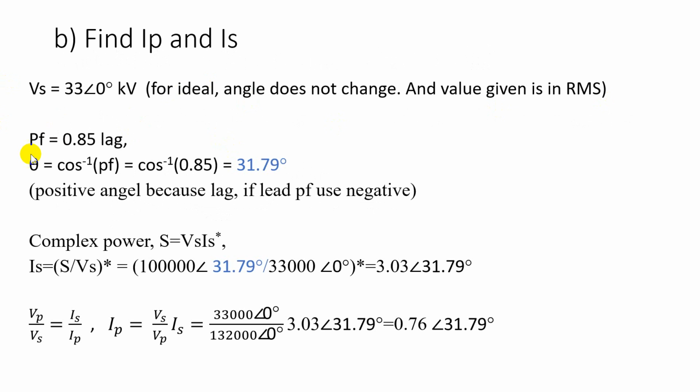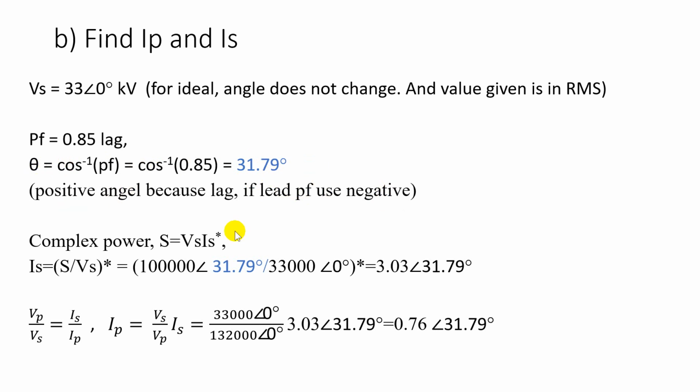Next, you look at the power factor, which is 0.85 lagging. So you need to find the angle. The angle is cos inverse of the power factor. You get the angle. Because this is lagging, the angle needs to be positive. If it is a leading power factor, just add a negative here. In the calculation, negative for leading, but for lagging, just let it be positive.